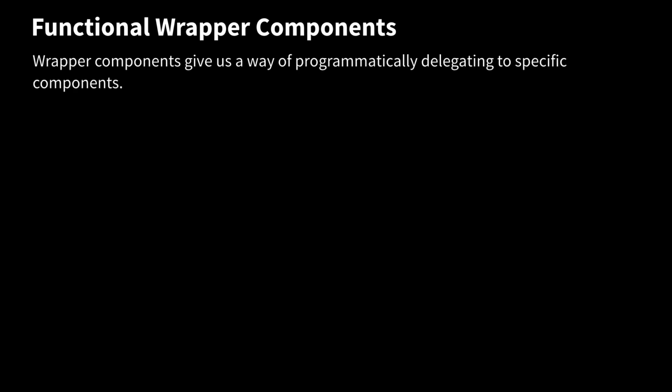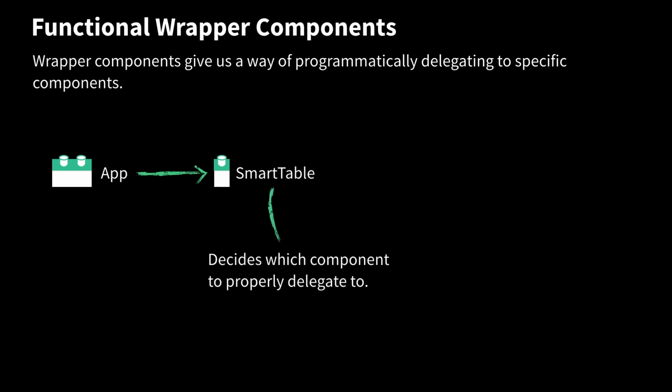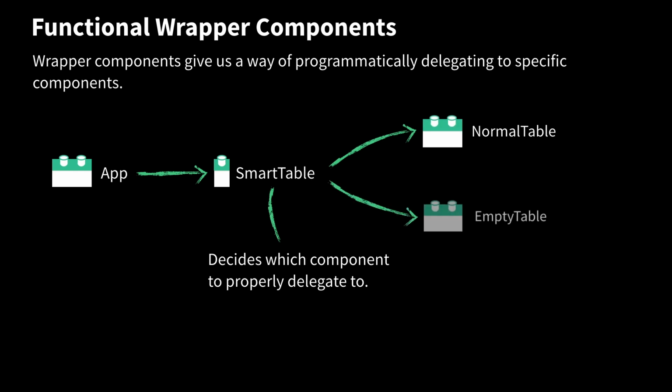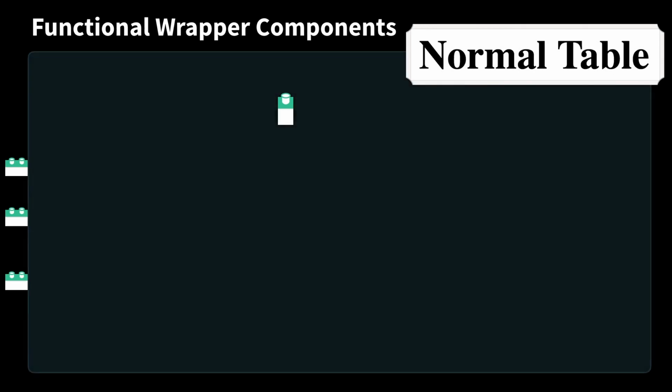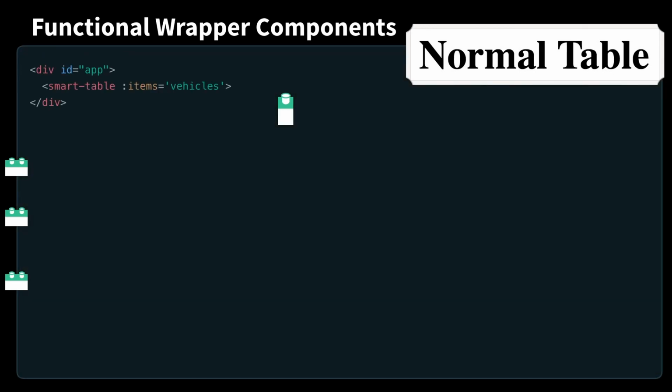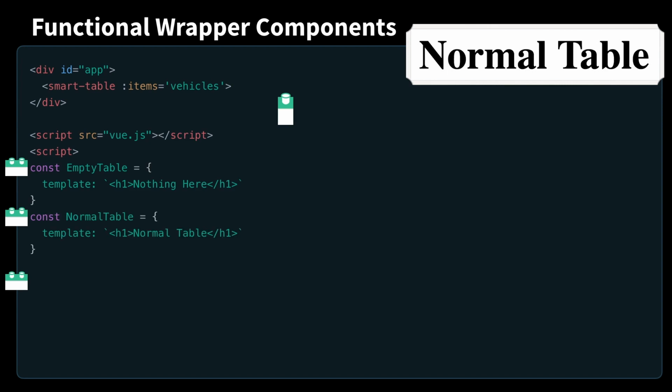Next, let's look at functional wrapper components. This is a way to programmatically delegate to specific components. So if we have an app component and it loads a Smart Table functional component, our functional component can decide which component to properly delegate to. I might render the normal table component or the empty table component. Let's move this idea into some code. Here you can see I have a div that loads a Smart Table component and sends in vehicles. Inside my JavaScript, I have two simple components, empty table and normal table. And obviously, these would be more complex, but I'm keeping things simple.